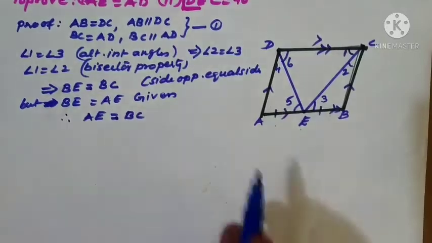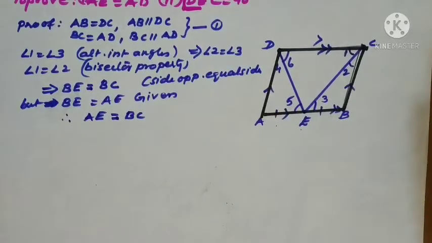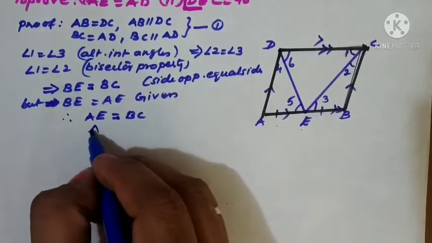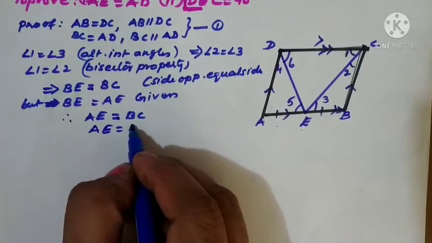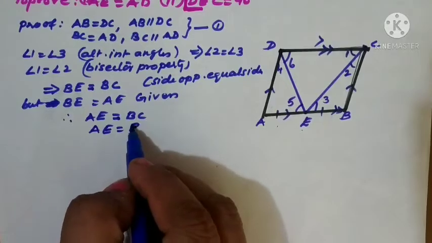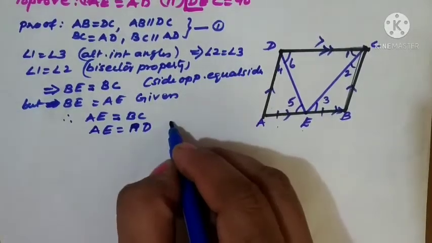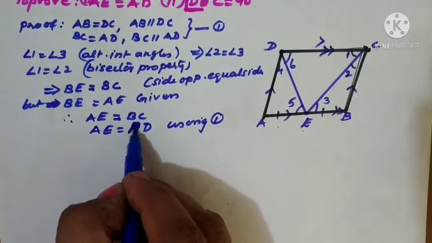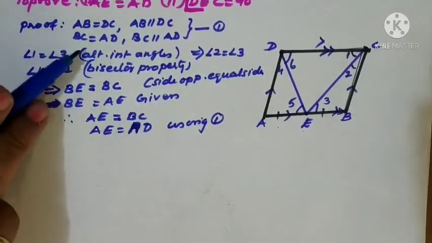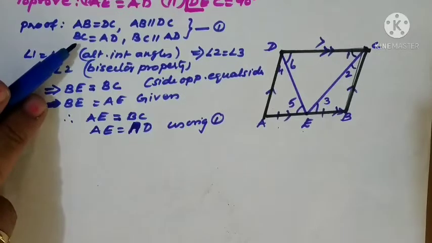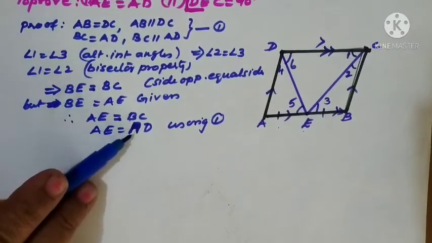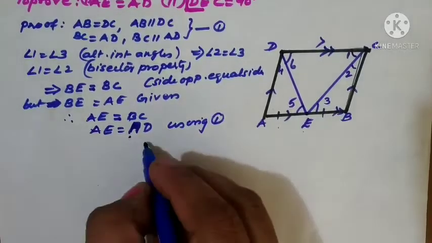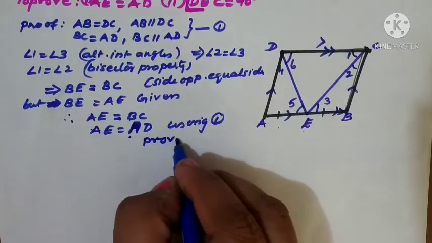But BC and AD are equal because they are opposite sides of the parallelogram, here we have written BC and AD are equal. Therefore, AE equals AD using 1. Here we have written BC equals AD, so BC we replaced with AD. That means we got the result AE equals AD. Hence proved the first part.